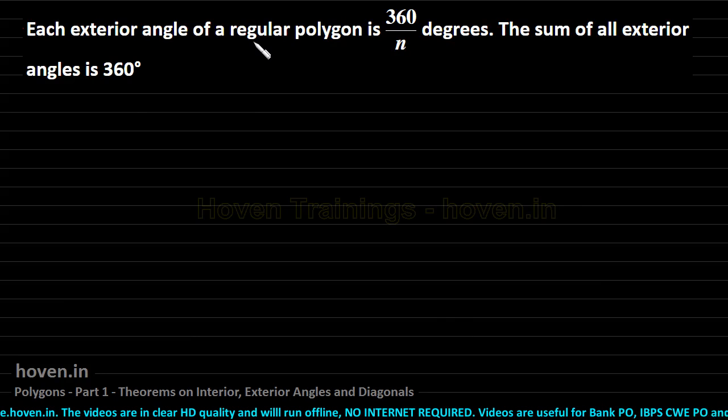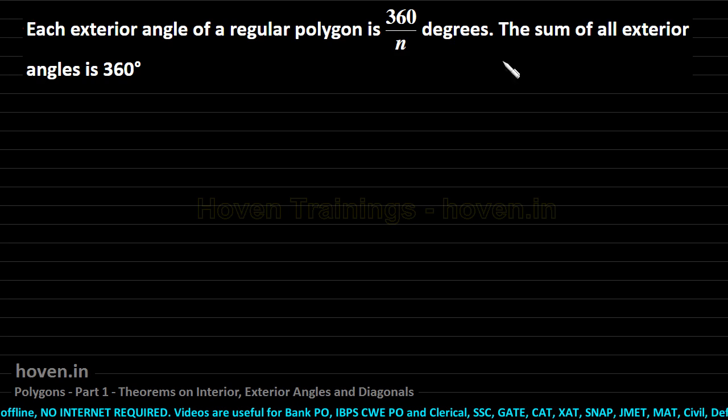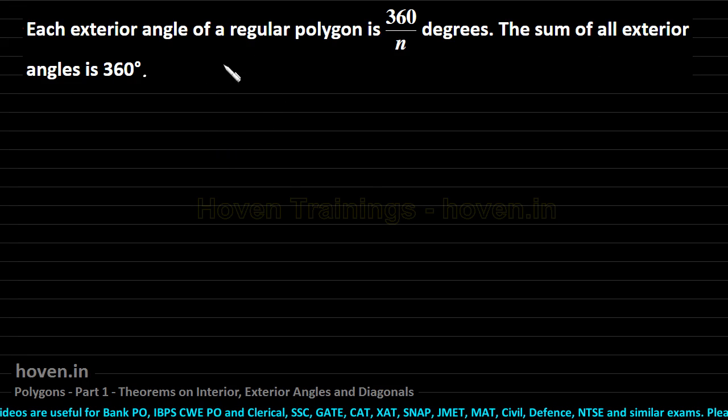Each exterior angle of a regular polygon is 360 by n degrees. This is one thing we have to prove. The other thing that we have to prove is the sum of all exterior angles is 360 degrees. These are two different facts that we have to prove. Let us see how we can do that.